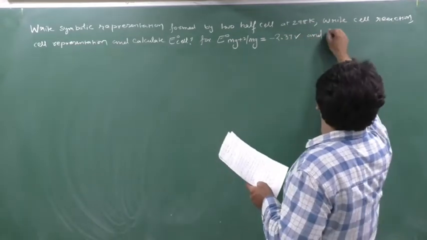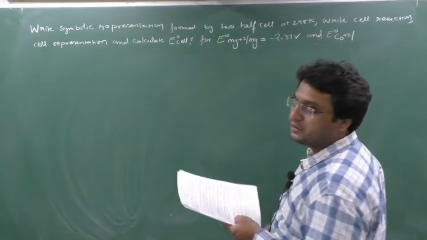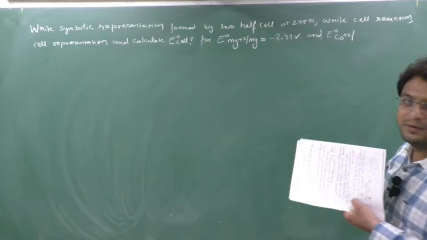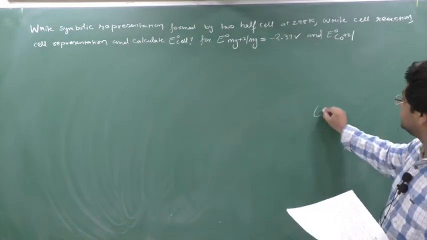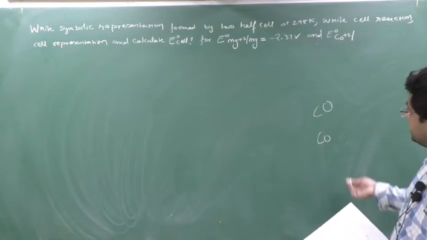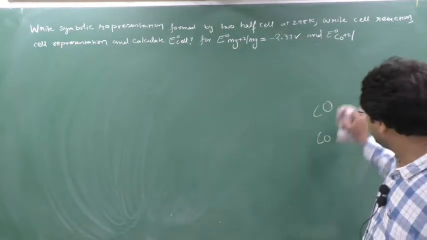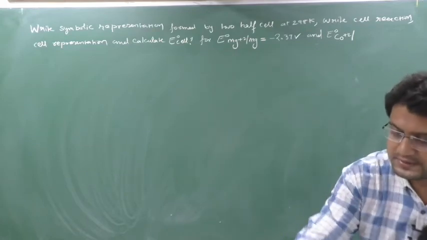and cobalt E0 Co plus 2, but it is cobalt. This is not carbon monoxide, it's a cobalt. This is carbon monoxide, this is cobalt. Some of the students say this is carbon monoxide. No, this is cobalt. Now in 12th standard you should know this.